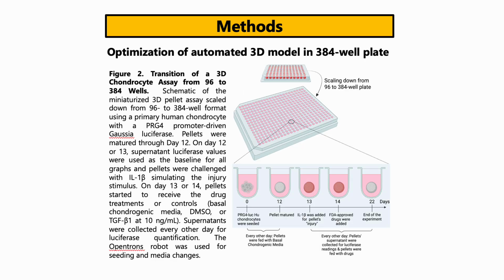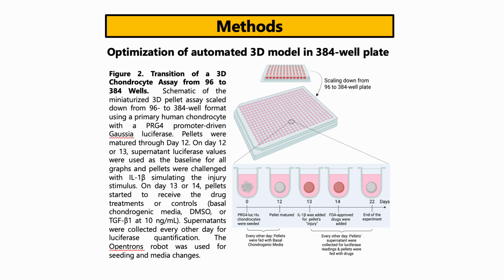To screen more drugs at the same time, we adapted our 3D chondrocyte model from a 96 to a 384 well format. Primary human chondrocytes tagged with a PRG4 promoter Gaussia luciferase reporter were seeded in a U-bottom plate to form pellets. Pellets were fed every other day with basal chondrogenic media until maturation around day 12.